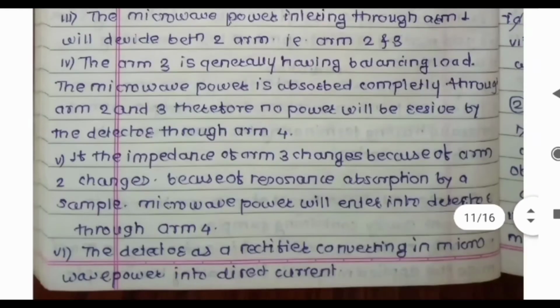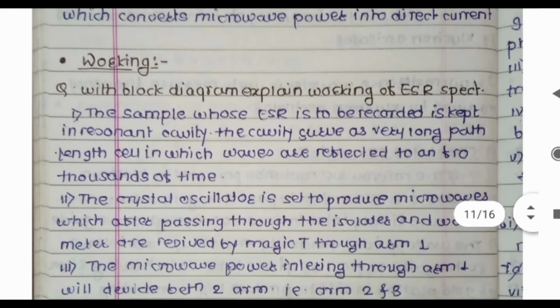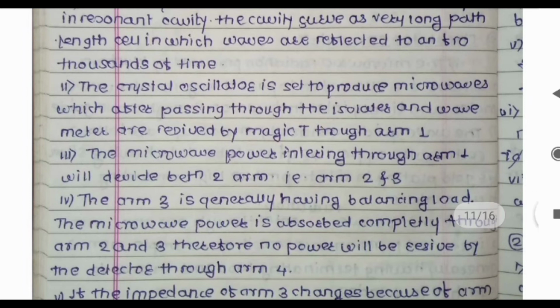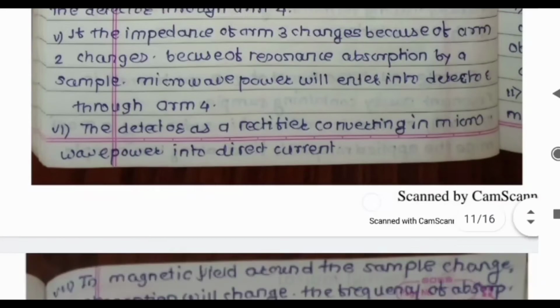The question might be framed such that you are asked to explain the working of the ESR spectrometer with a block diagram. There we need to first draw the block diagram and then explain the actual working. And if only instrumentation is asked, then you need to again draw a block diagram and explain each and every component individually.